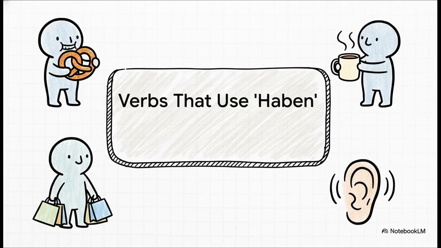And these examples show this perfectly. I mean, think about it. When you eat, or drink, or buy, or hear something, you're not really changing your location or transforming your state of being. You're just doing something. These are the classic types of verbs that will always use haben.